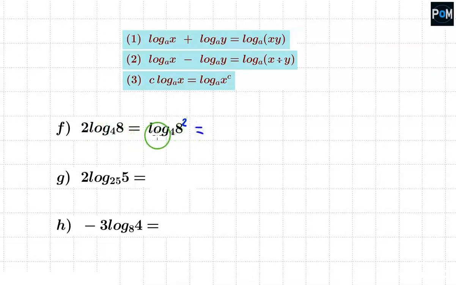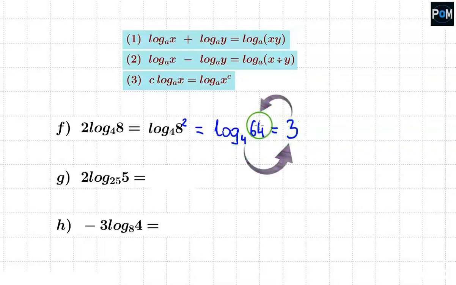Then you have to do the exponentiation. The log base 4 doesn't change. We only calculate 8 to the power of 2, which is 64. And we have to calculate the log base 4 of number 64, and it is 3, because 4 to the power of 3 results in 64.